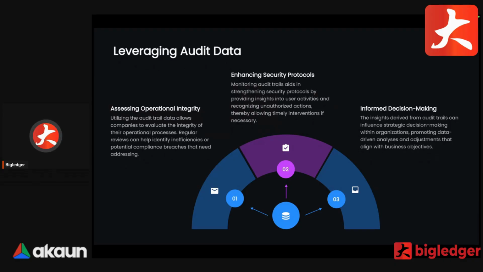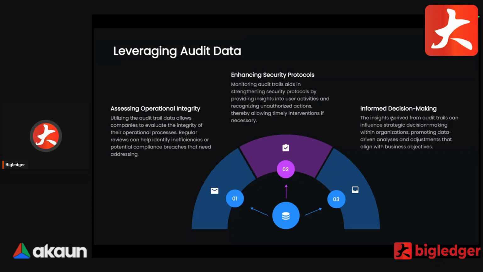And then we'll talk about leveraging audit data. So, assessing operational integrity: utilizing the audit trail data allows companies to evaluate the integrity of the operational process. Regular reviews can help identify inefficiencies or potential compliance breaches that need addressing. And for security protocols, this is essential. Monitoring audit trails aids in strengthening security protocols by providing insights into users' activities and recognizing unauthorized actions, thereby allowing timely interventions if necessary.